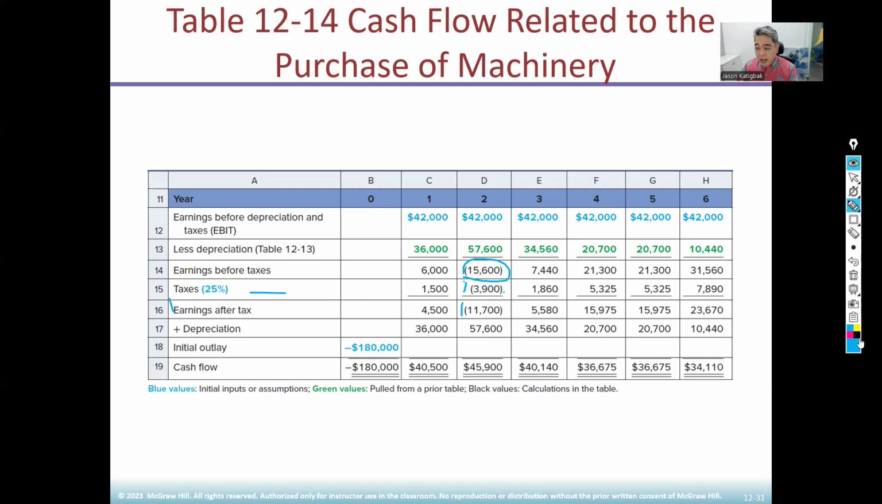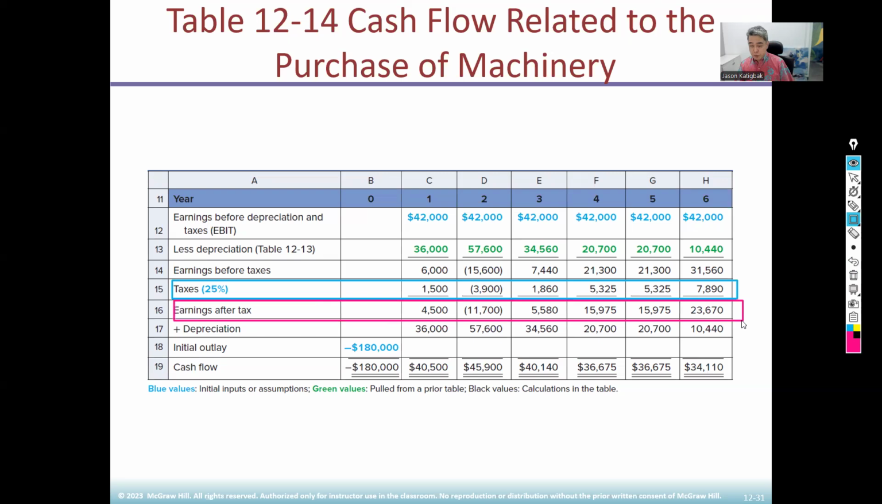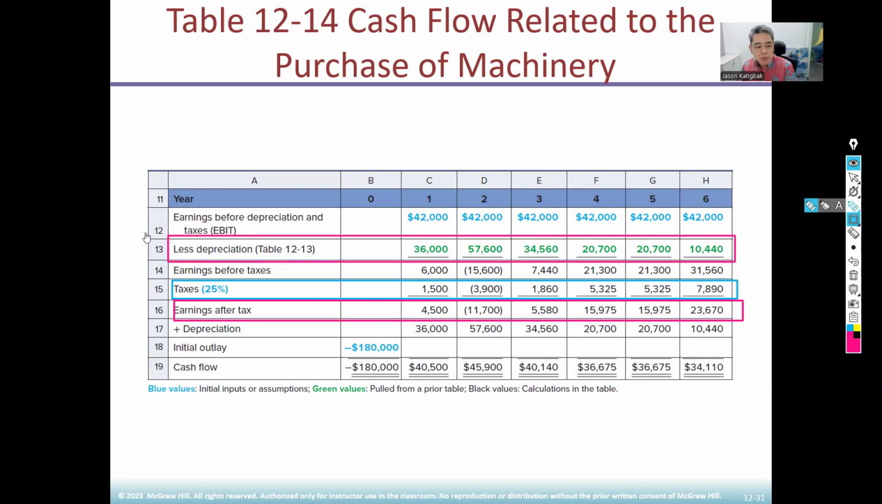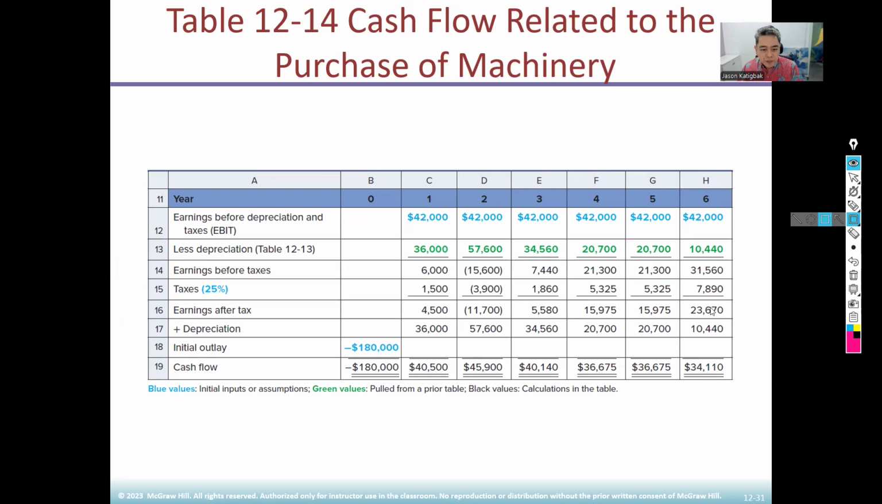And then, of course, the taxes amount here is the one that reduced your earnings before taxes. So your earnings after tax is now this amount. But I need to add back the depreciation, similar to how we did it before. Add back. So technically, when you add it back, let me clear it out. If I add it back, this amount is your cash flow on years 1 to 5.